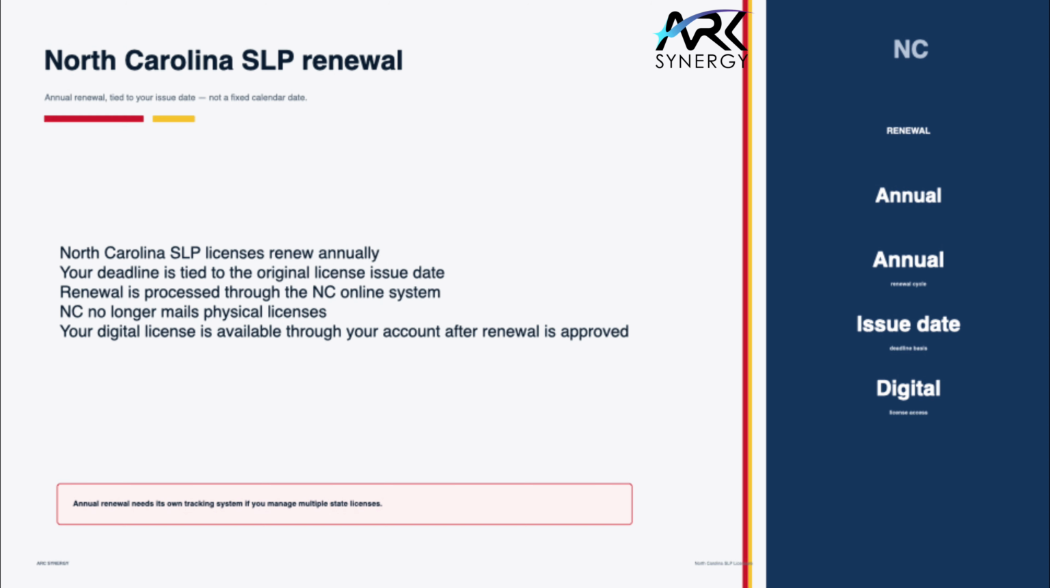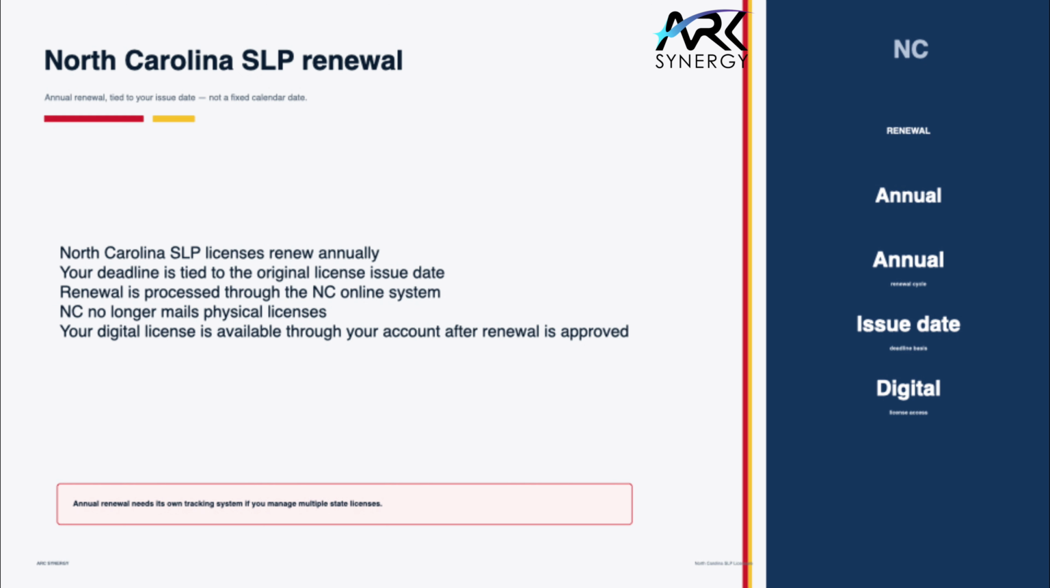So like I mentioned, the North Carolina SLP license renews annually on the license issue date. So it is not a fixed calendar date like most states. Your renewal deadline is tied to when your license was originally issued, which means it is different for every licensee. So log into your application portal account to confirm your specific license expiration date. Renewal is processed through the North Carolina online system. North Carolina no longer mails physical licenses. Your digital license is accessible through your account after your renewal application is approved.